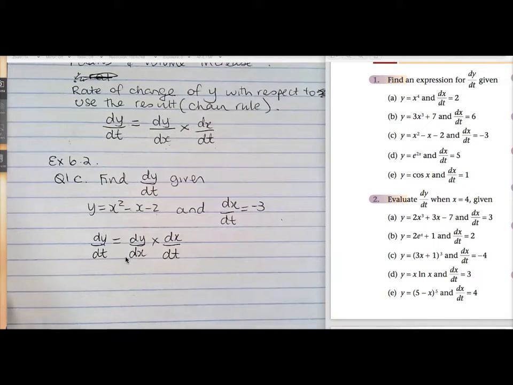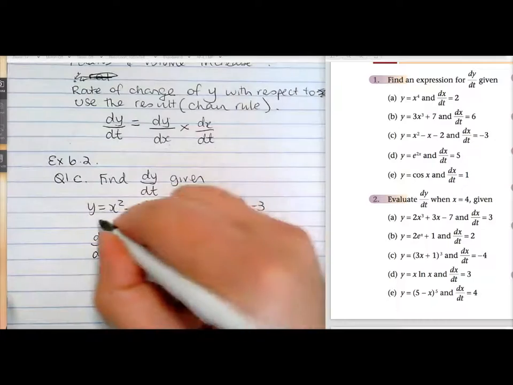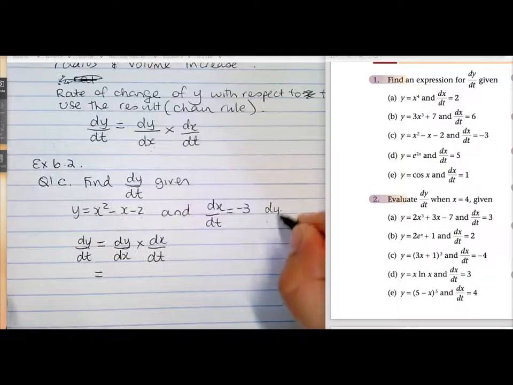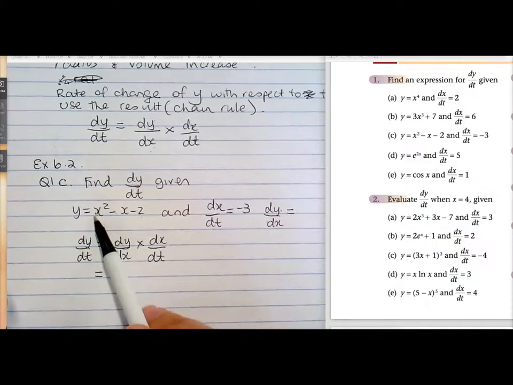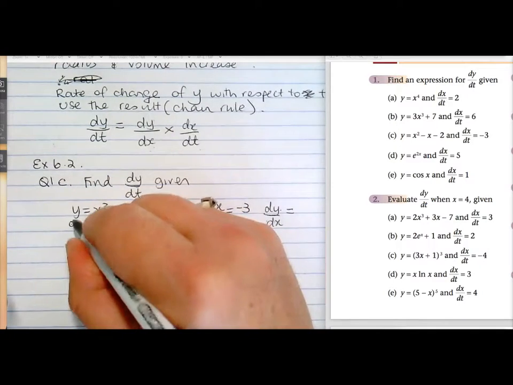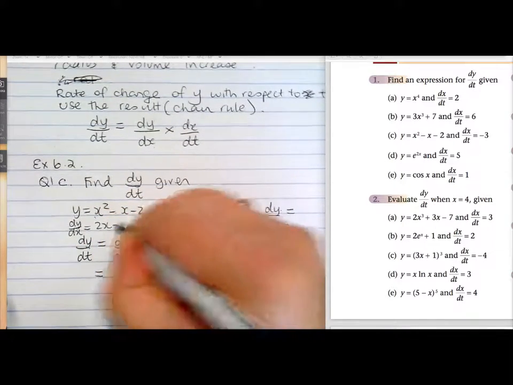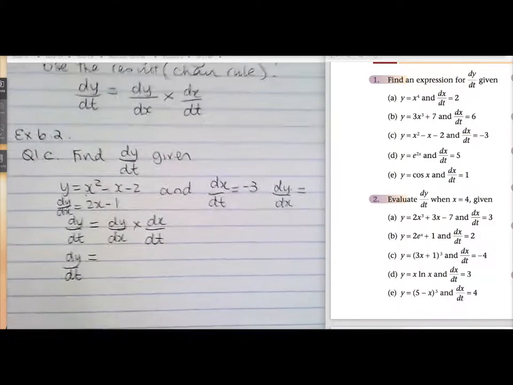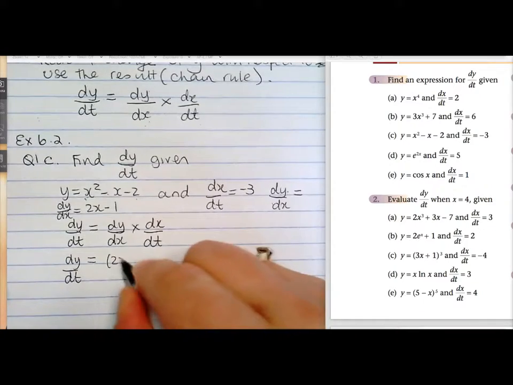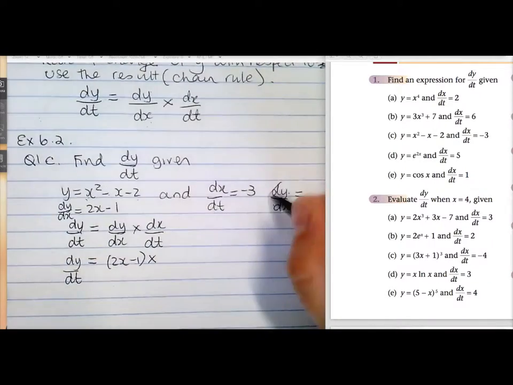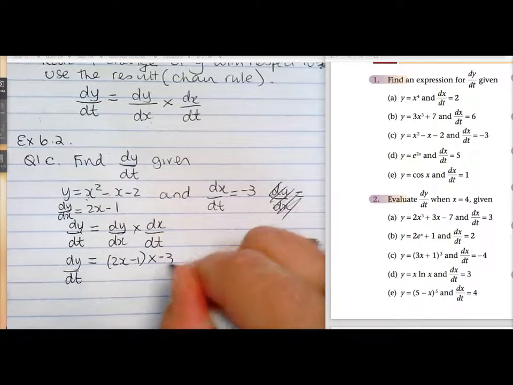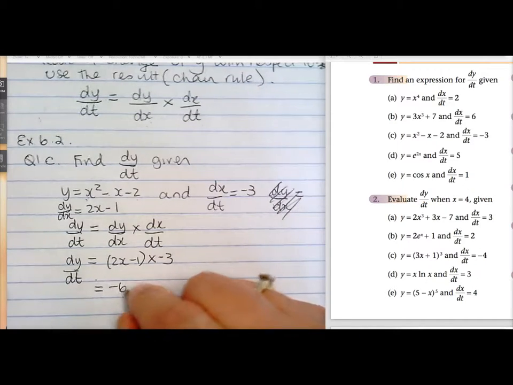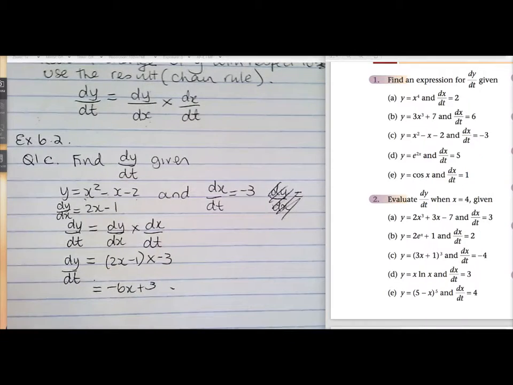This is just a very simple example. What's dy/dx? dy/dx is 2x minus 1. So therefore, dy/dt is 2x minus 1 times dx/dt, which is -3. So therefore, expanding, you get that dy/dt is -6x plus 3. All right, that's very basic.